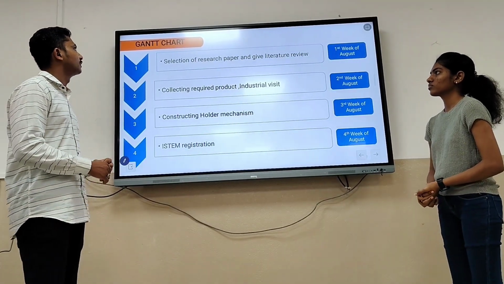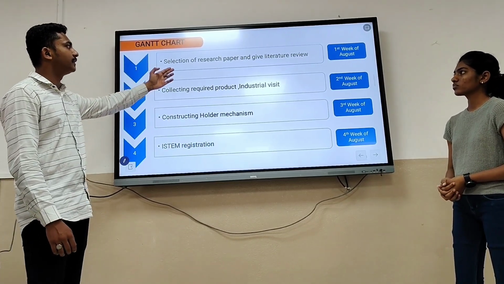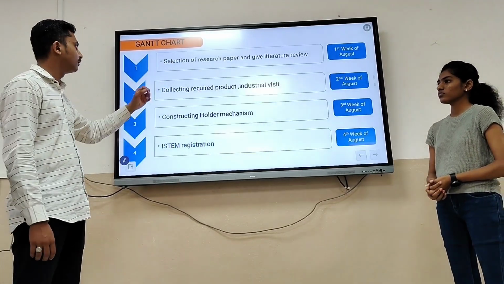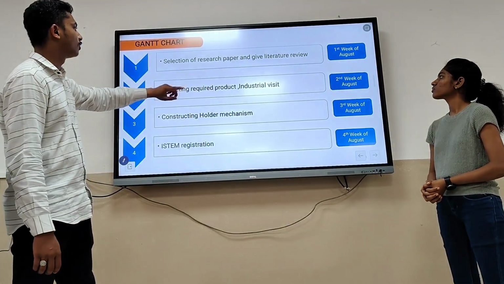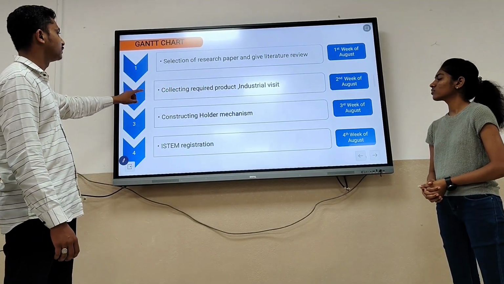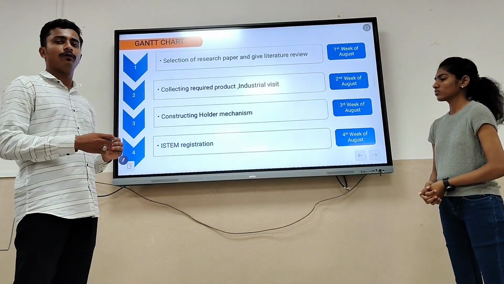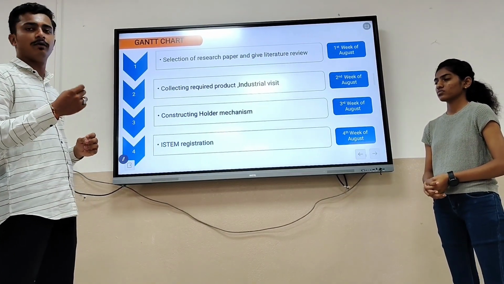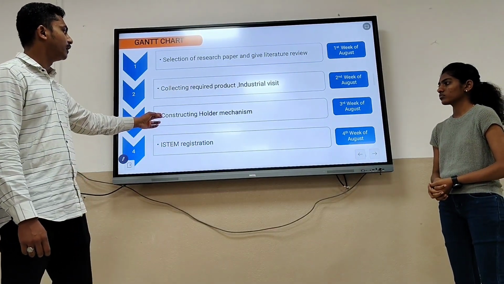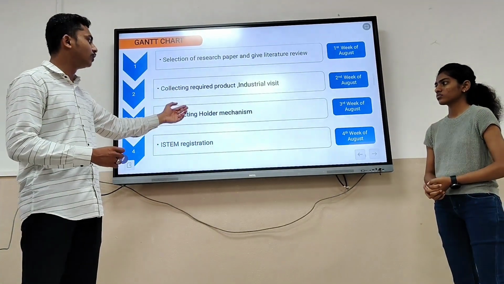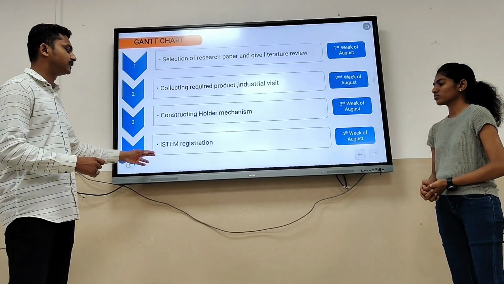So this is our Gantt chart. First we selected research papers and did the literature review. And in the second week of August, we are collecting the required products and doing industrial visits. We have already visited one industry related to our project, and we have constructed the holder mechanism in the third week. And I-scan registration.